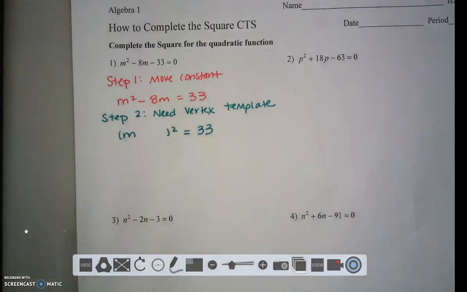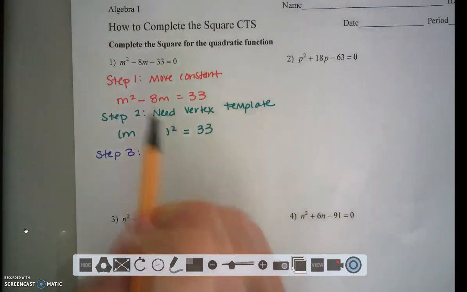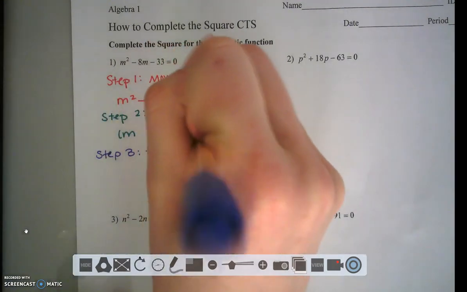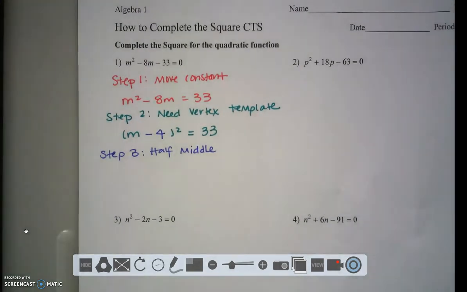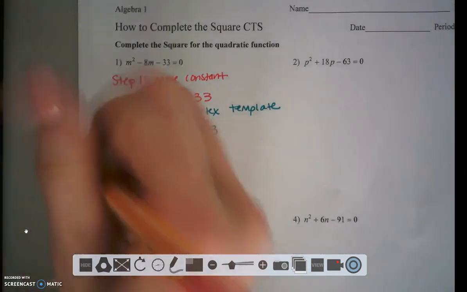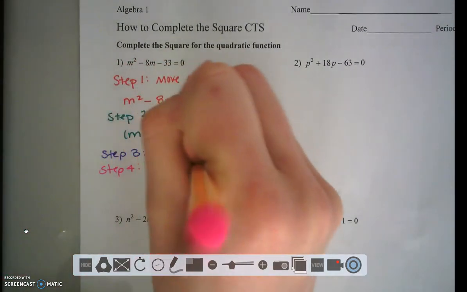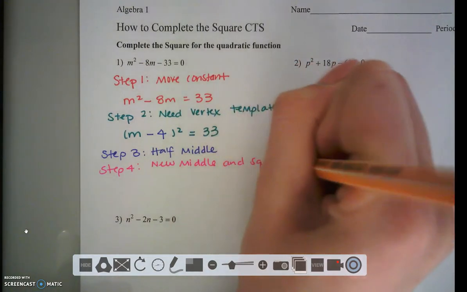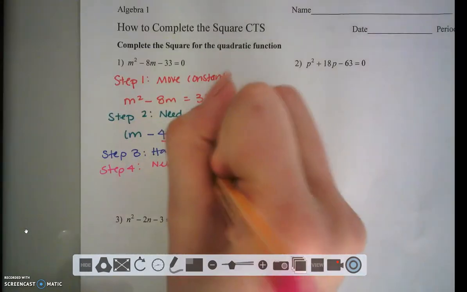What's going to go in the center of my parentheses is step number 3. We're going to take half of our middle. So half middle. Half of a negative 8 is a negative 4. Step 4, we're going to take our new middle and square it. So what is 4 squared? 16. And add it.